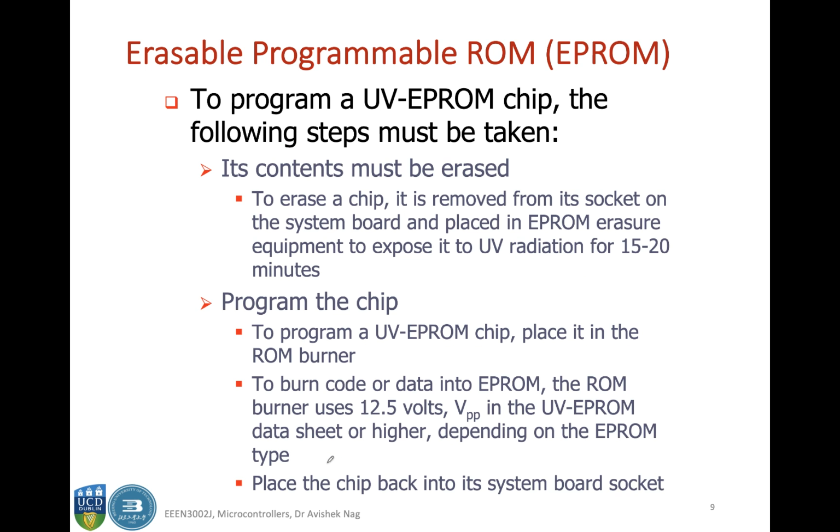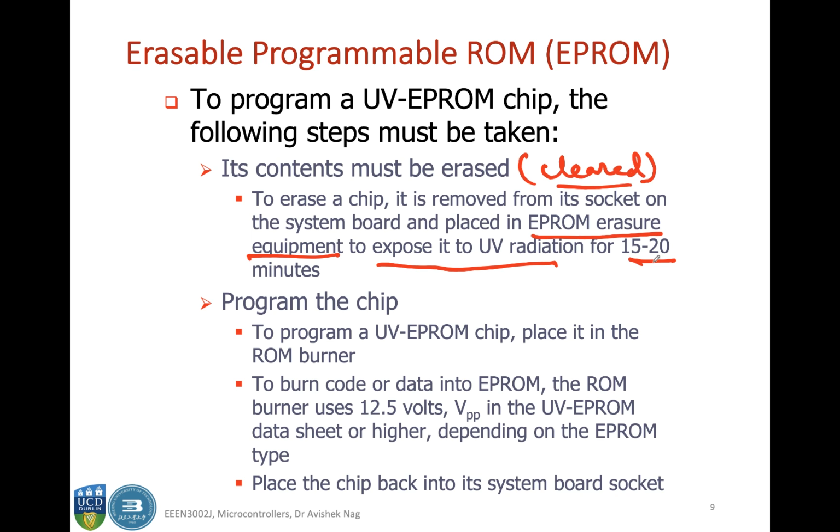To program an EEPROM chip, the following steps must be taken. First, its contents must be erased. First it has to be cleared, which is equivalent to clearing any previously written contents. To erase a chip, it is removed from its socket on the system board and placed in this EPROM eraser equipment. This is nothing but something to expose it to UV radiation for 15 to 20 minutes. In that way the contents get erased.